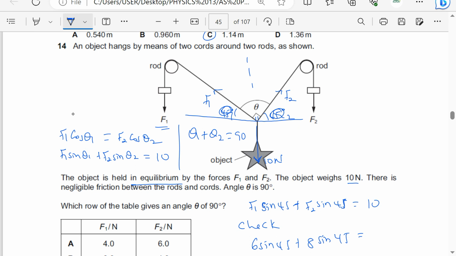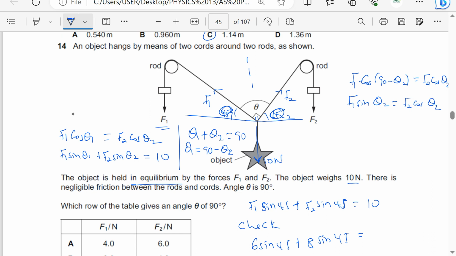So that means I can just remove theta 1, and say theta 1 should be equal to 90 minus theta 2. So I can just use theta 2 throughout. So I have two equations. The first one, I have that F1 cos of 90 minus theta 2 should be equal to F2 cos of theta 2. Of course, cos of 90 minus theta 2 is the same as sine theta 2. So F1 sine of theta 2 is equal to F2 cos of theta 2.